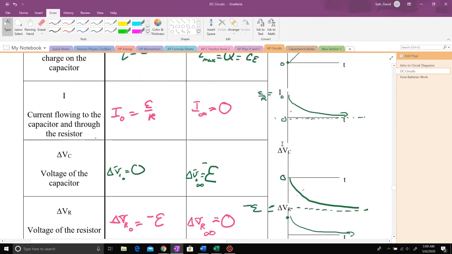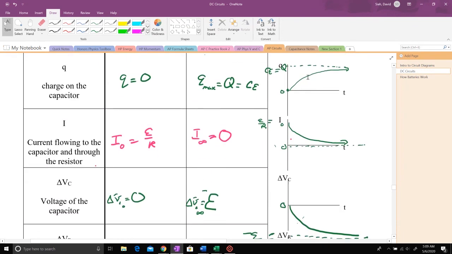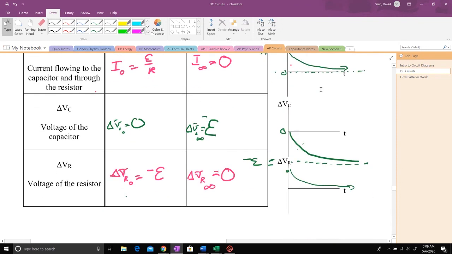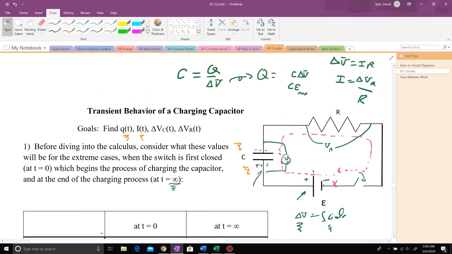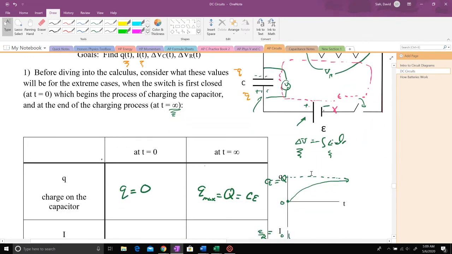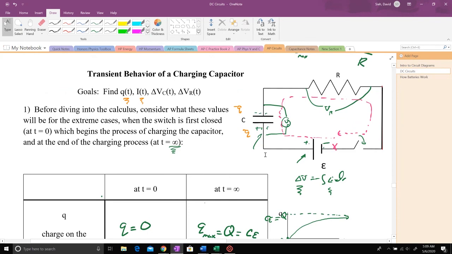But we do want to be able to do more. We would love to be able to calculate the value at any point in time along this curve, right? And so we got to do some math for that. I got to do a little bit of calculus. I think I'm going to come back and do that. Yeah, let me do that in a separate video.